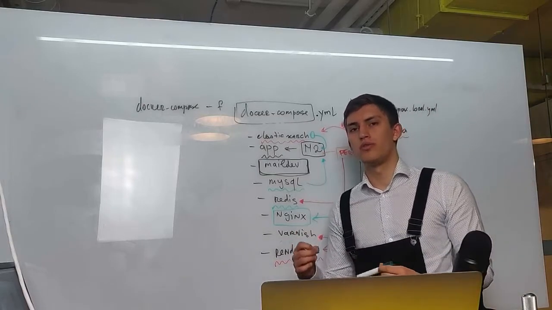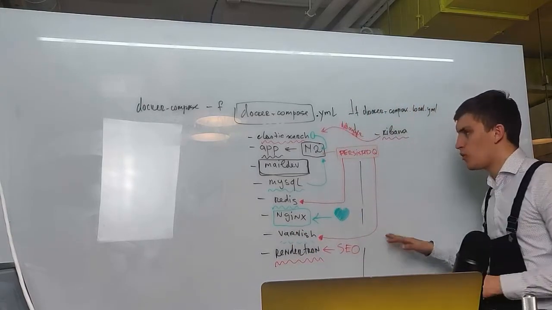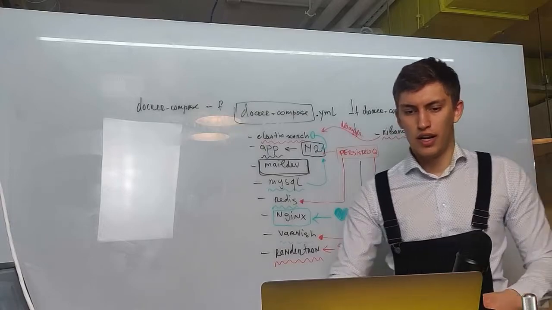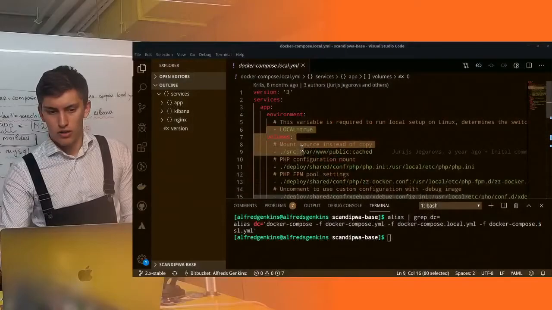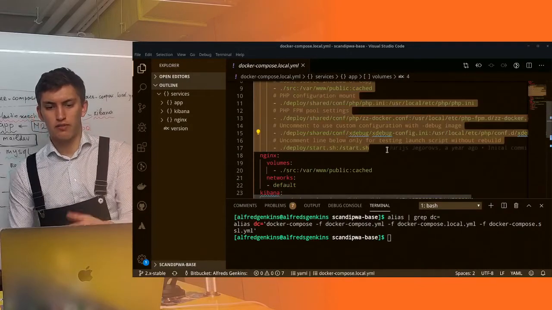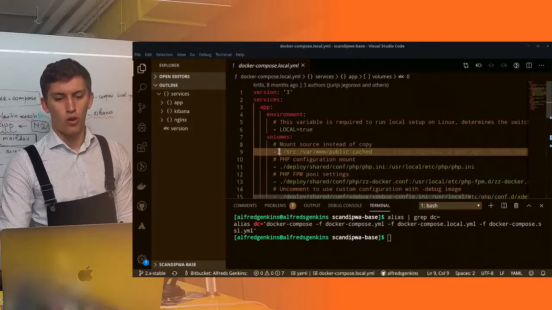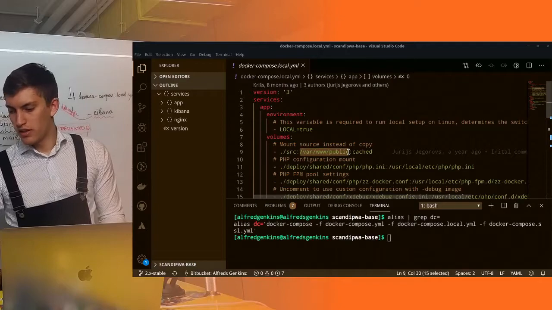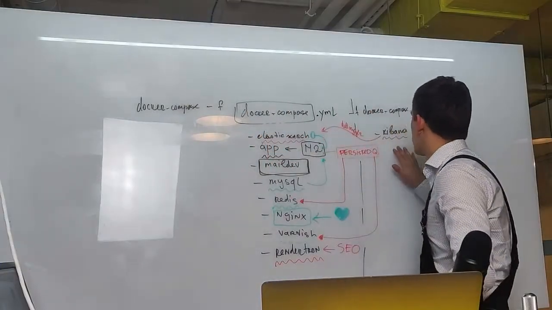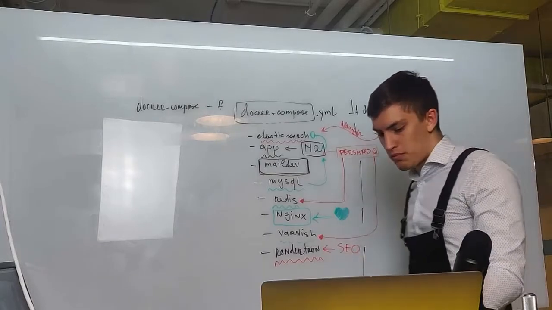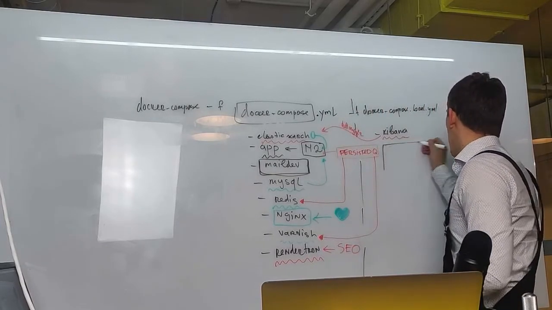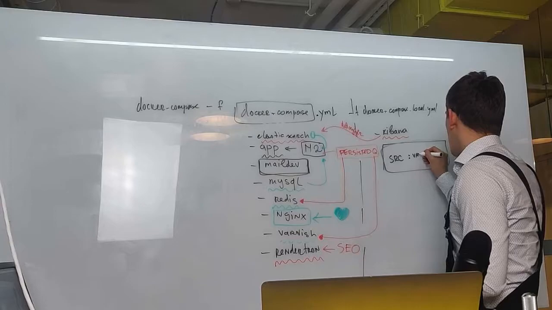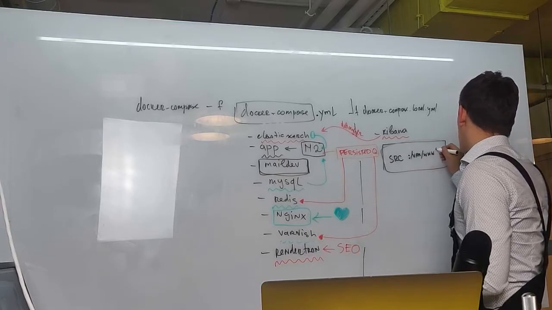But if you want to include your own files, we need to mount them from the host system. Well, how to do it? You need to edit the volumes. As you may see here on the screen, we are editing volumes and mapping the whole SRC folder to /var/www/public. So what it means is that, and this is a very important thing, I will write this in a black box here: the SRC folder is mounted to /var/www/public.